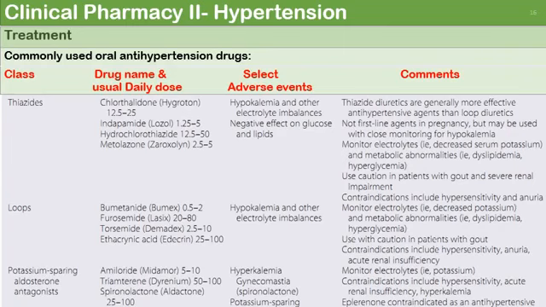For loop diuretics, bumetanide, furosemide, torsemide, and ethacrynic acid are all loop diuretics. The better ones are bumetanide and torsemide, which have better bioavailability than furosemide. The side effects, like thiazide, include hypokalemia and electrolyte imbalance. Monitor electrolytes, metabolic abnormalities, dyslipidemia, and hyperglycemia. They should be used with caution in patients with gout, same as thiazide. Contraindications: hypersensitivity, anuria, or acute renal failure.